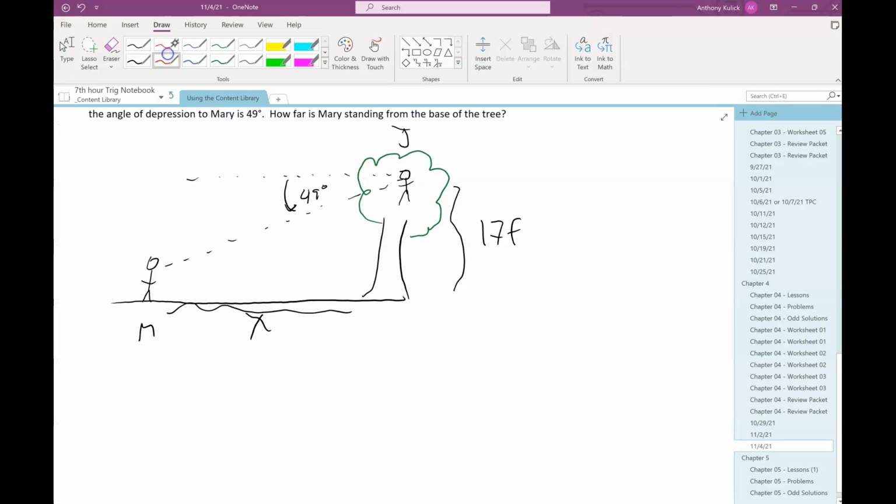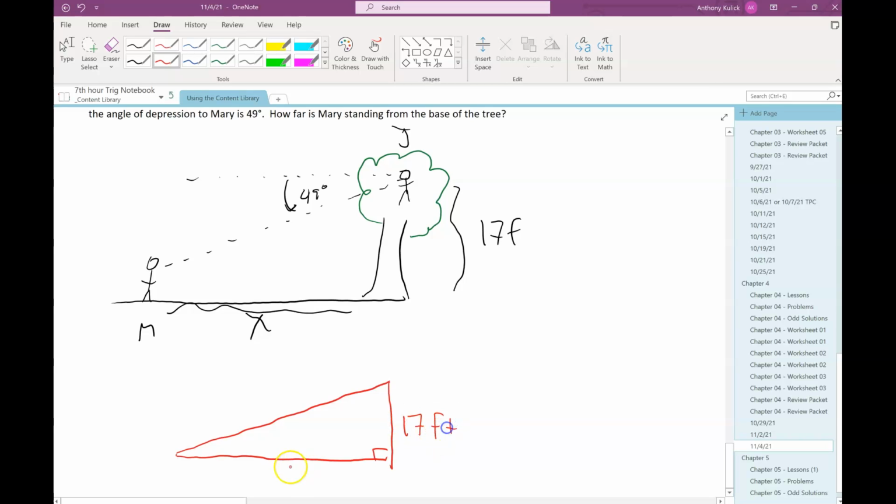So I'm going to translate this into a triangle. Why can I assume this is a right triangle? Tree grows perpendicular to ground typically, unless it's like some goofy half-dead fallen over tree, but we're going to assume that it's just straight to the ground unless it tells us otherwise. Everybody cool? So we know this side is 17 feet. This side is x. Where's the 49 go?